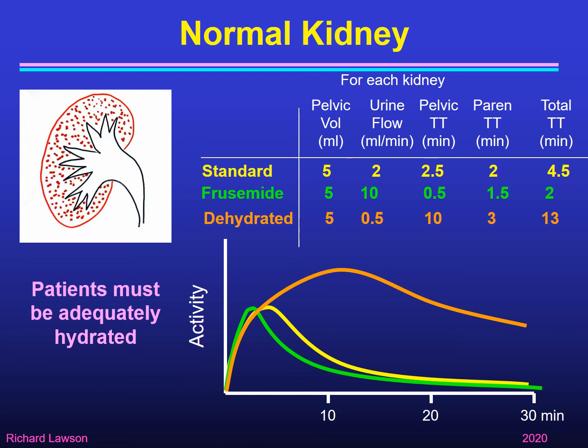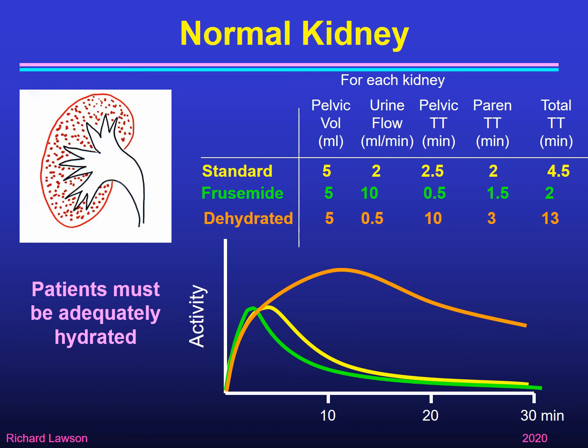That's why we say that patients must be adequately hydrated before they have their renogram. If they're dehydrated, you may get the brown curve, which can be misinterpreted. We're aiming for the yellow curve, but if they've had too much hydration, all it will do is push them towards the green curve, which can't be misinterpreted. So it's important to make sure that patients aren't dehydrated when they have their renogram.